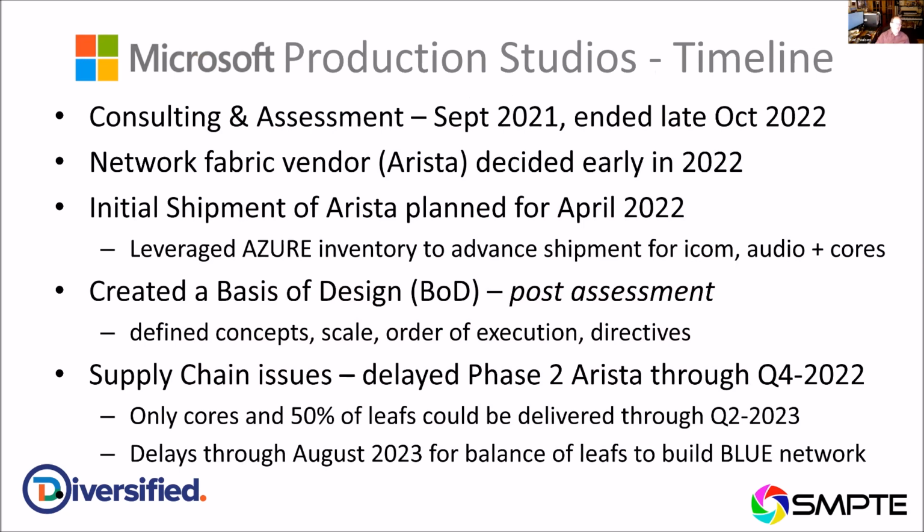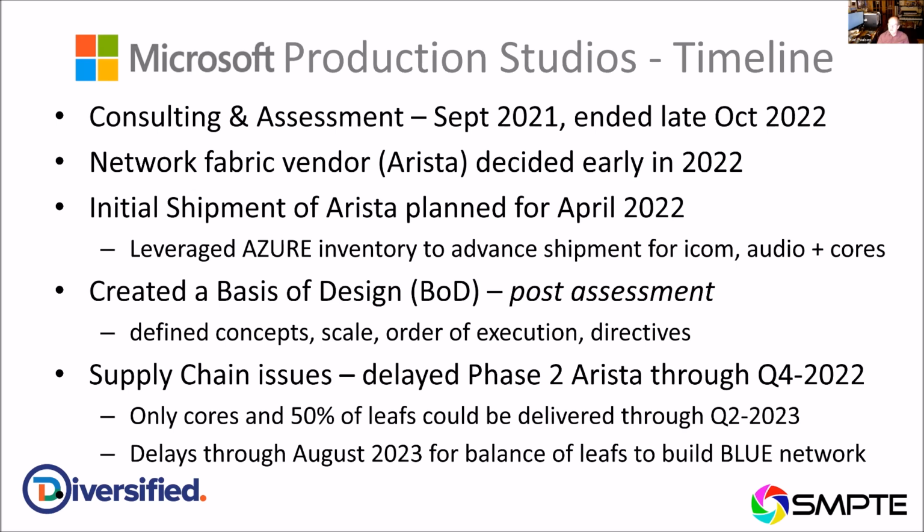So at a pretty broad level, this is the timeline that happened. The consulting and assessment started around September 2021, and it ended with its deliverable in October 22. So a little over 13 months of work went into planning this. We determined the network fabric from Arista early, and the initial shipments of the Arista, maybe 20% of what we needed for the whole facility, were planned for delivery in April 2022.